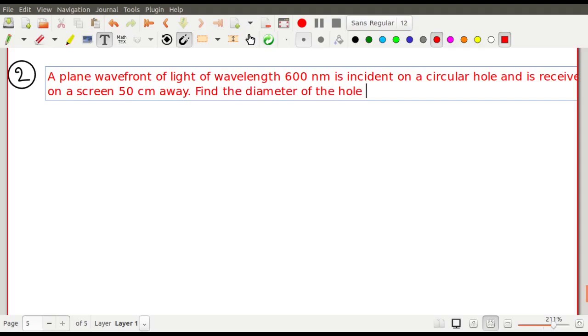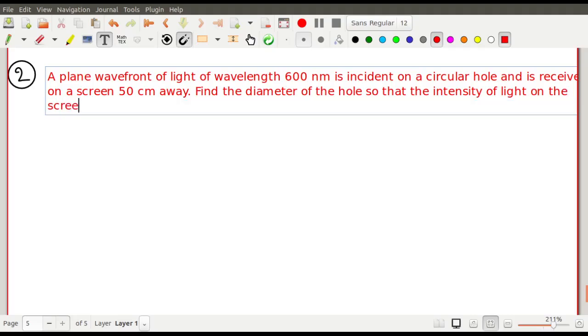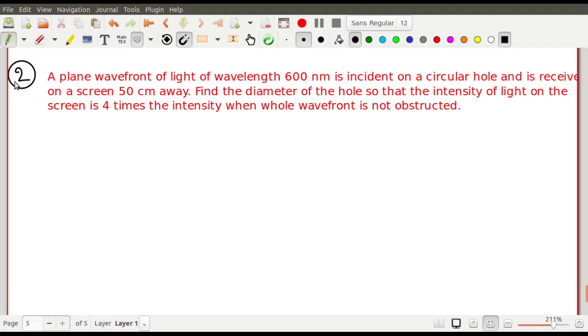so that the intensity of light on the screen is 4 times the intensity when the whole wavefront is not obstructed. So there is a situation when the entire wavefront passes and there is a situation when a part of the wavefront is blocked.